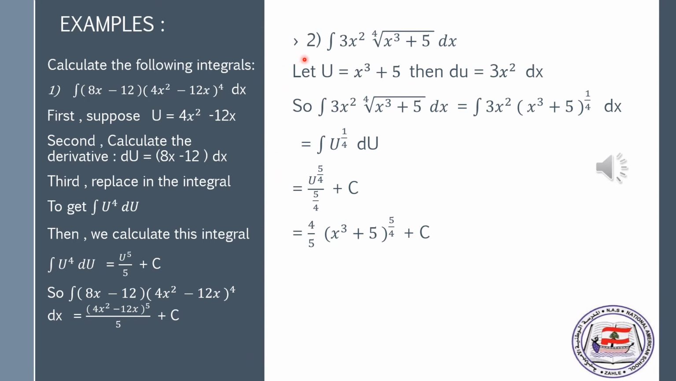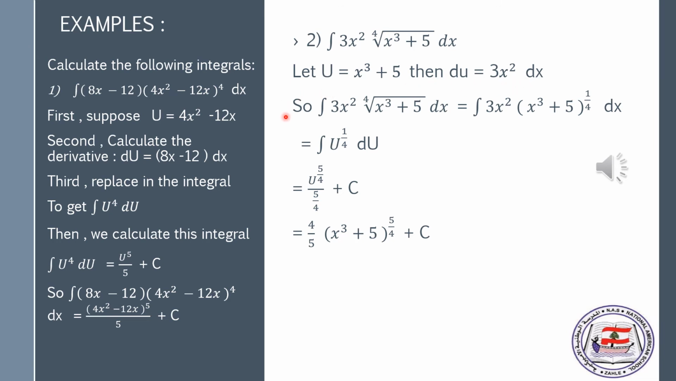Example 2. If we need to calculate the integral of 3x squared times the 4th root of (x cubed plus 5) dx. Again, this form cannot be simplified, so we need to take a supposition for the highest degree expression. Let u be equal to x cubed plus 5. Then we need to find its derivative. So du is equal to 3x squared dx.